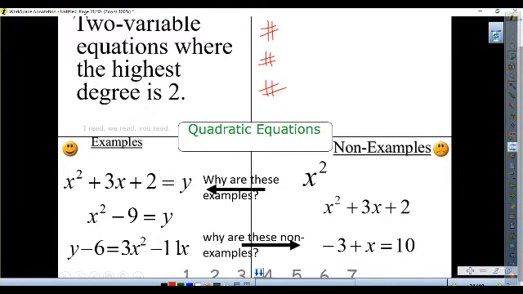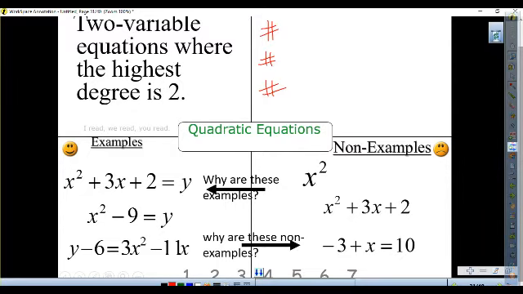Hallie, why are these two not quadratic equations? They don't have the equal sign, so they are what? Expressions, that is correct. How about this one, Gio? Why is this not a quadratic equation? Doesn't have a power of 2, or what else doesn't it have? A y. There you go.